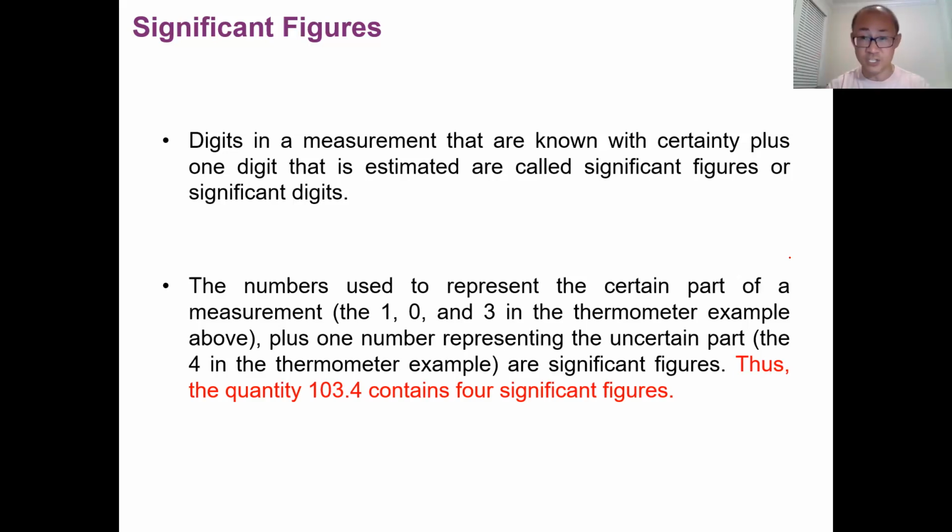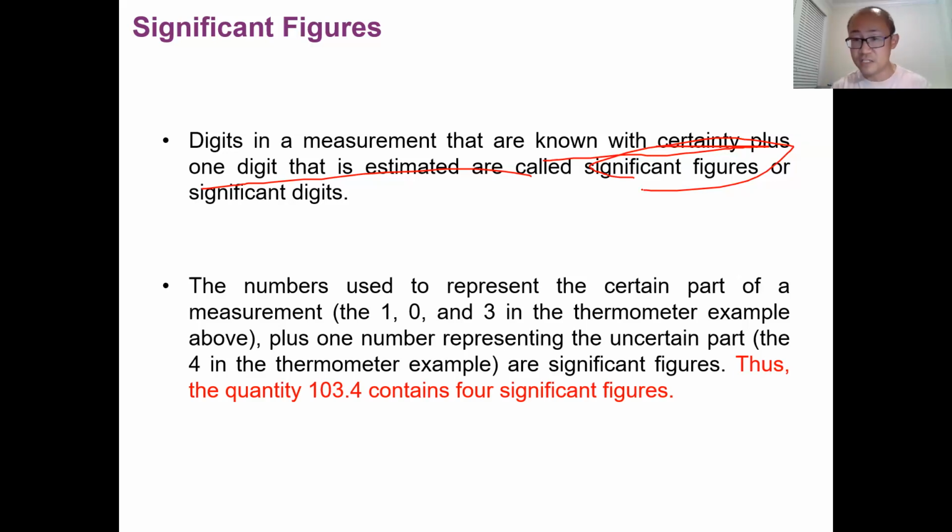And we give these digits, including the one that was known with certainty, plus the one digit that is the one we estimated. We call all those digits significant figures because they're meaningful. They're actually from a valid measurement. To shorten that phrase, significant figures, we're going to call it sig figs a lot throughout this chapter and throughout this class.